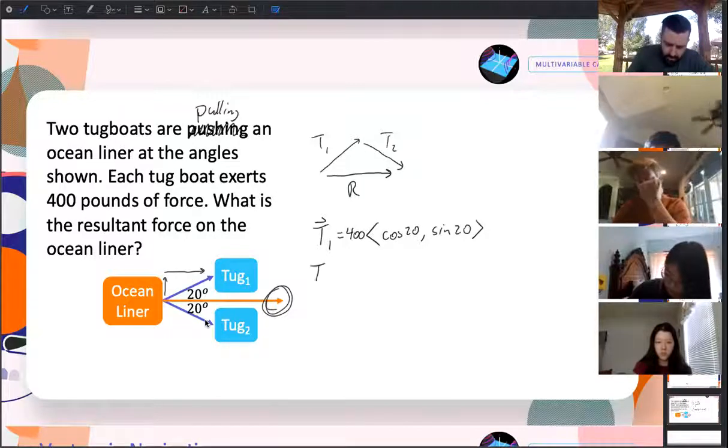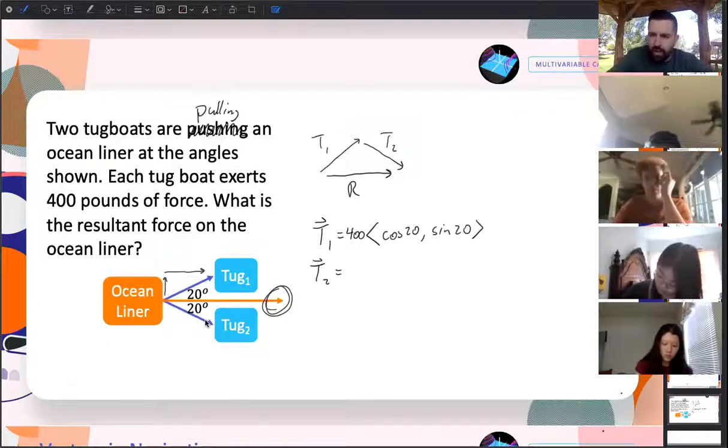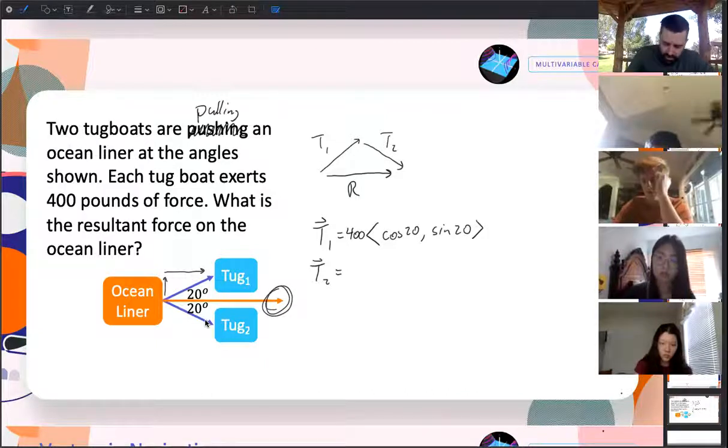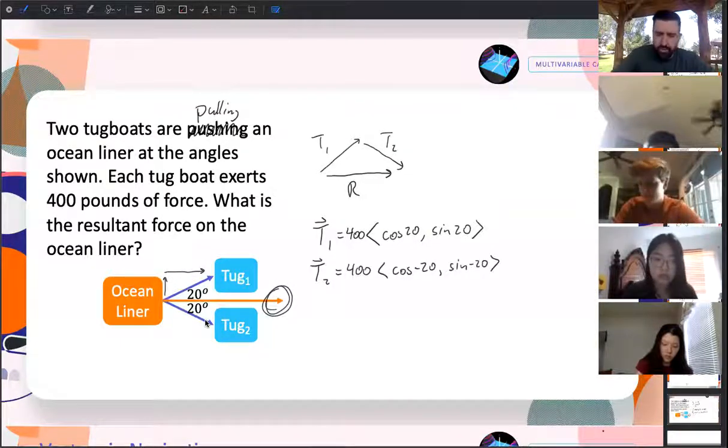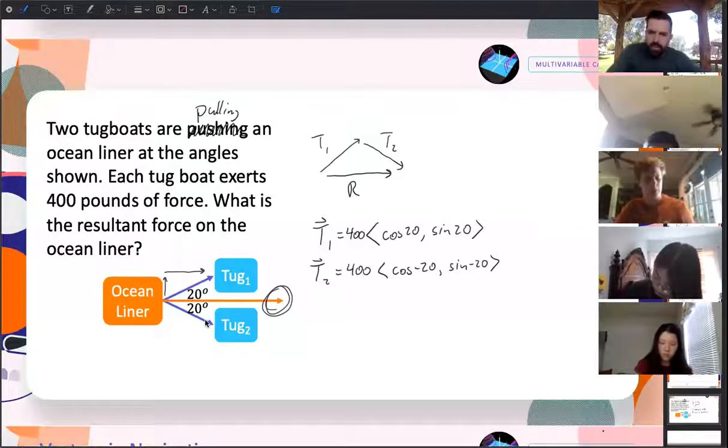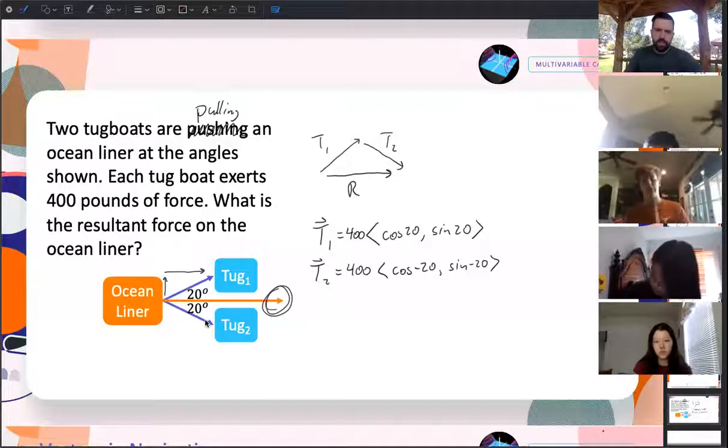Tugboat 2 is very similar, but notice it's not 20 degrees counterclockwise from the x-axis, it's 20 degrees clockwise. So the only thing that would change there is we wouldn't want to use 20. We would either want to use 340 or negative 20, which would change the sign value, right? It would make that one a negative number. So you want to make sure you're paying attention to, just because they call it 20 degrees, if it's going a different direction, you need to take that into account.